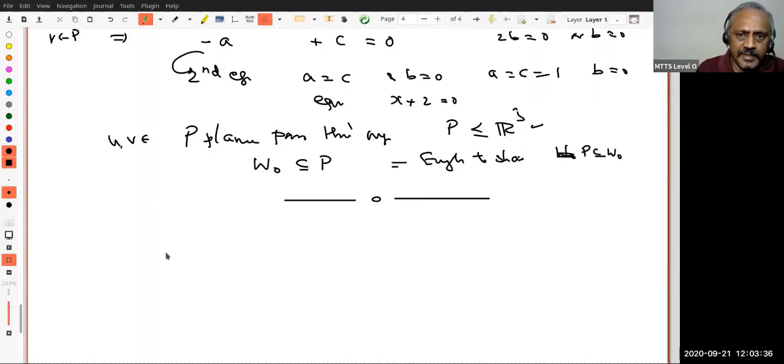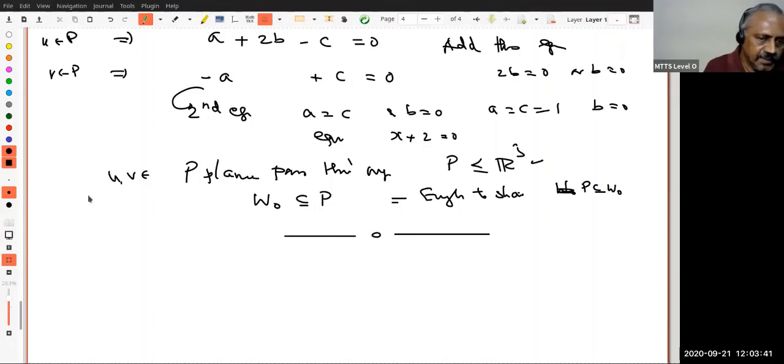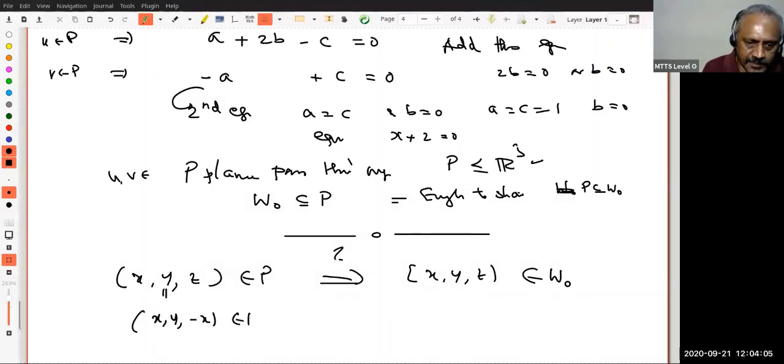What does that mean? That means you give me any vector in P naught. Let x, y, z be in P. I want to know that it belongs to W naught, right? Now x, y, z belong to P. That means, remember, what is the condition? There is no condition on y, but z must be minus x. That is, this is equal to x, y, minus x belong to P. Then if such a vector x, y, minus x belongs to P, the question is whether it belongs to W naught.